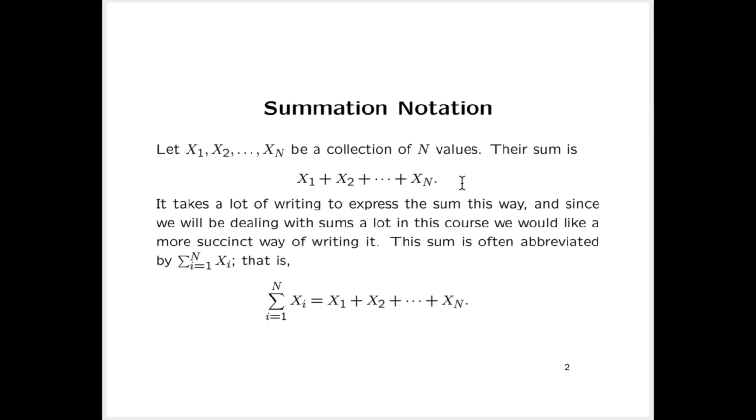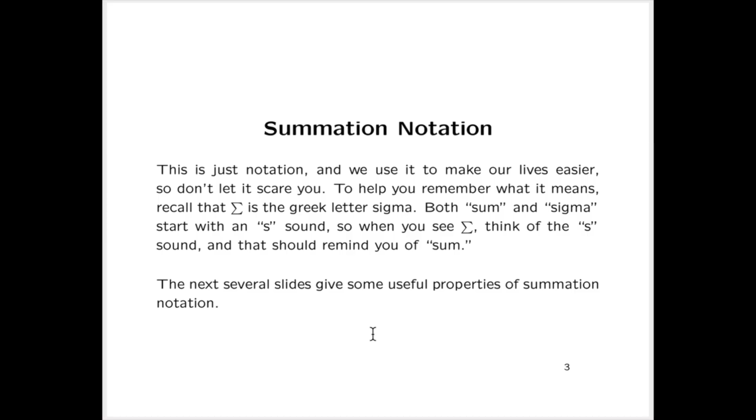Now this sum is often abbreviated in this way that I'm pointing to here. In other words, the sum of the terms x1 plus x2 and so forth out to plus x sub n is represented in this compact way. Now, don't be thrown off by the notation. It's meant to make our lives easier in terms of writing these things down, expressing our ideas involving summation when we include these things in formulas and things like that.